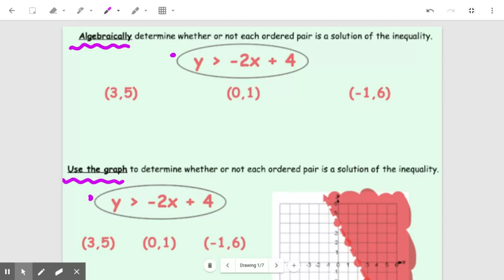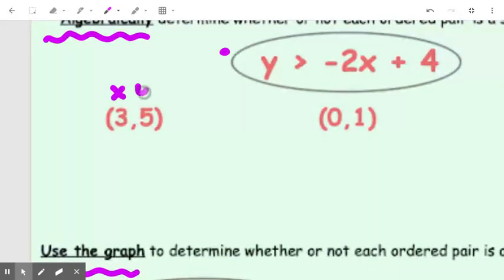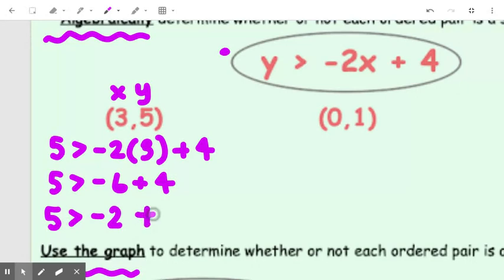So if we start with the top, the only way to algebraically determine this is to actually plug in x and y and do some calculating. So I'm going to do that for each one of these. So I'm just plugging the numbers into the inequality. I get 5 is greater than -2. That is true. So that means this is a solution.